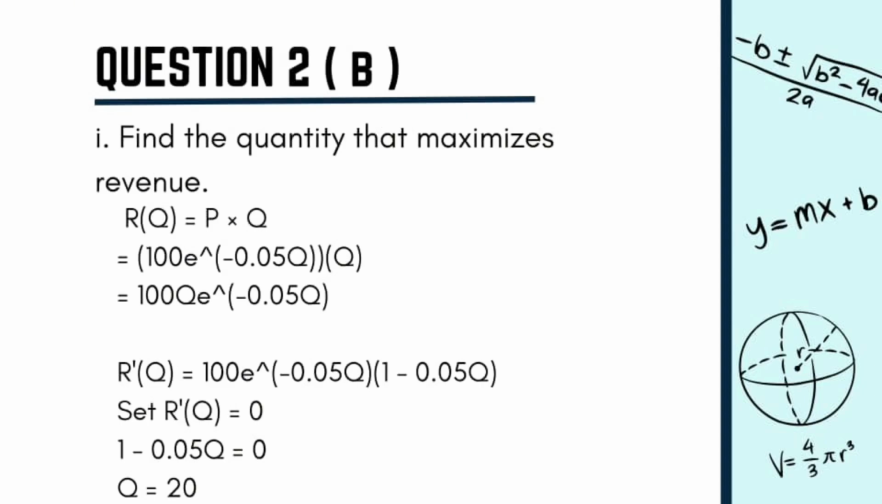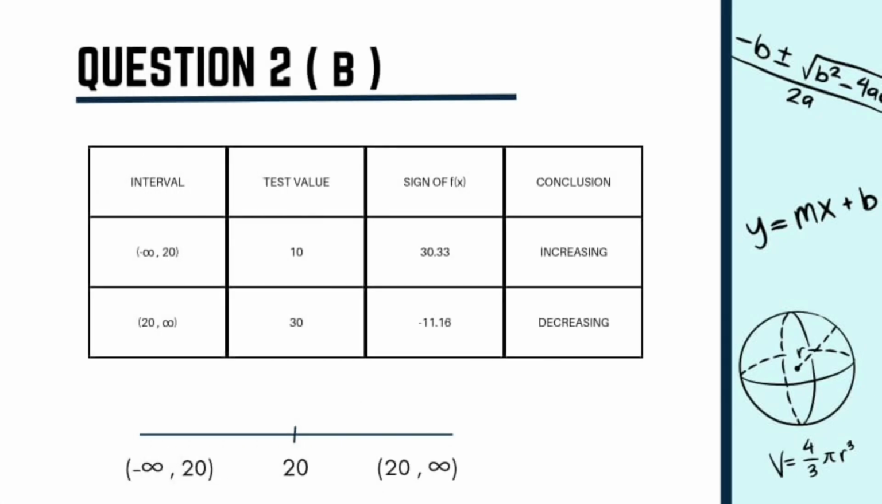This gives 100 e^(-0.05Q) times (1 minus 0.05Q). We set the derivative equal to 0. Since the exponential term is always positive, we solve 1 minus 0.05Q equals 0, which gives Q equal to 20. This means total revenue is maximized when 20 units are sold. When Q is less than 20, total revenue is increasing, and when Q is greater than 20, total revenue is decreasing.